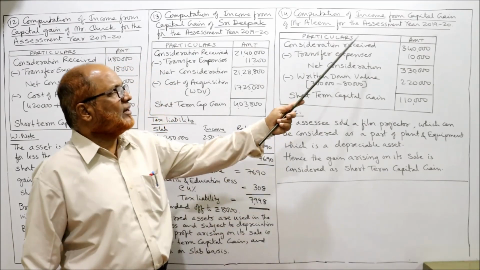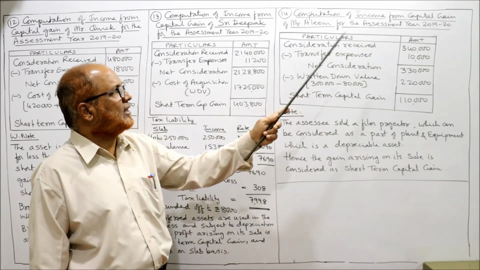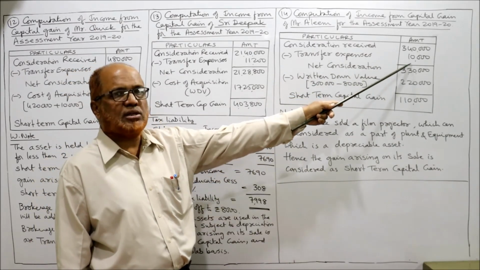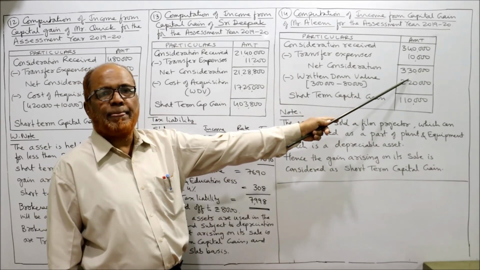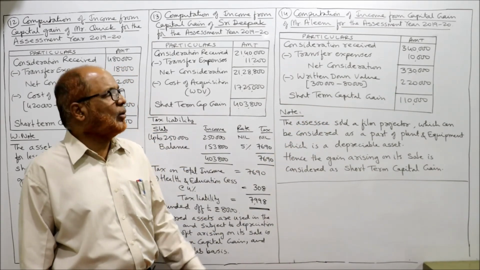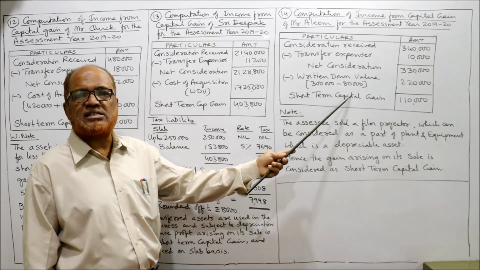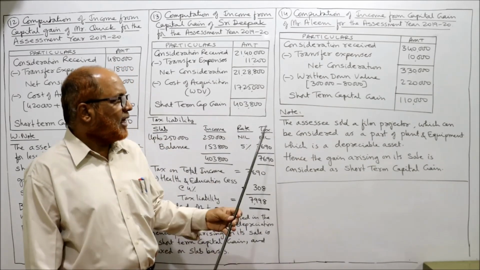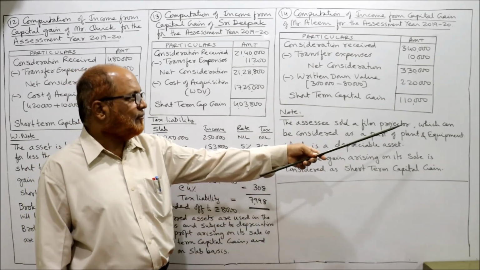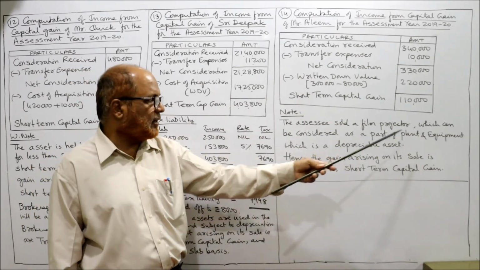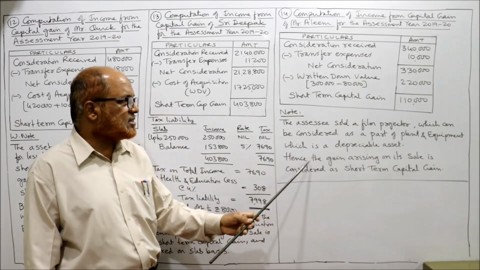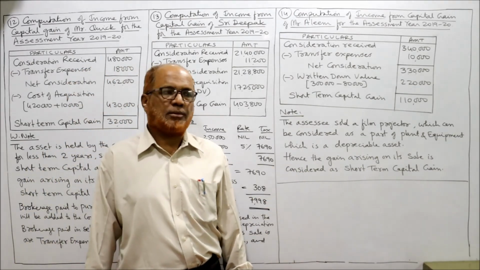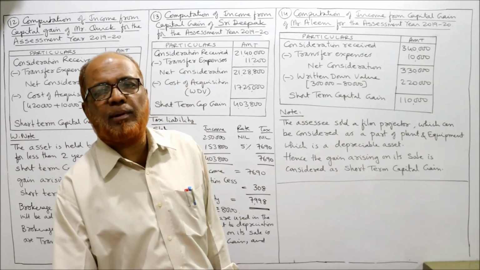Now see, computation of income from capital gain of Mr. Alim for the assessment year. Consideration received 3,40,000. Sale proceeds less transfer expenses 10,000, so net consideration 3,30,000. From this we deduct the written down value, 3 lakh rupees minus 80,000, which is 2,20,000. So short term capital gain is 1,10,000. The assessee sold a film projector which can be considered as a part of plant and equipment, which is a depreciable asset. Hence the gain arising on its sale is considered as short term capital gain. That's all. This is the end of problem number 14.